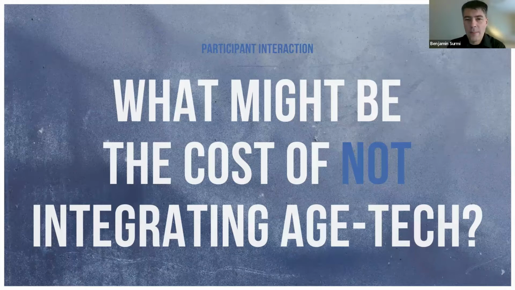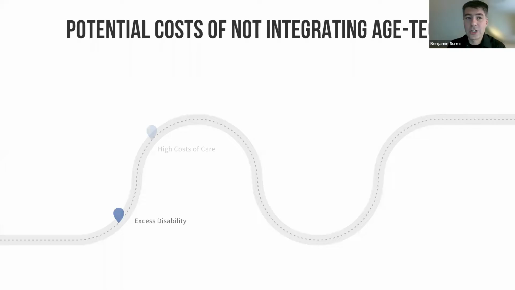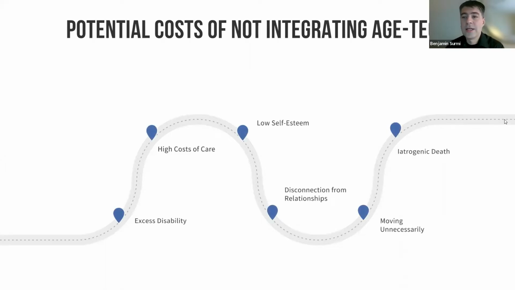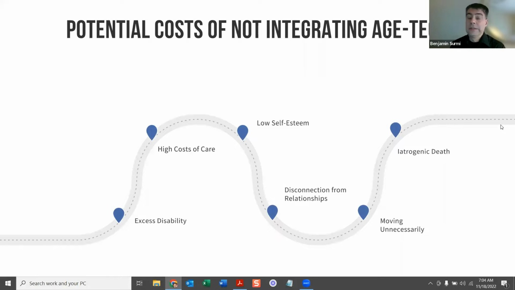So now we're going to look at what might be the cost of not integrating age tech. These are some of the things that can happen if we're not using age tech appropriately as we recommend care to our clients or as we think about a plan for our own parents or a spouse.